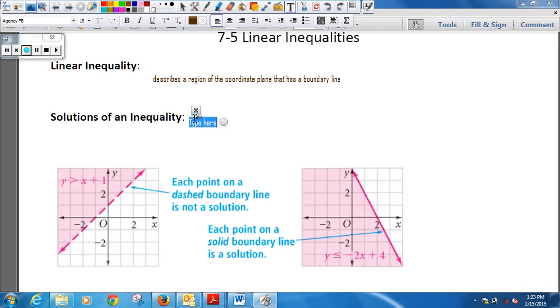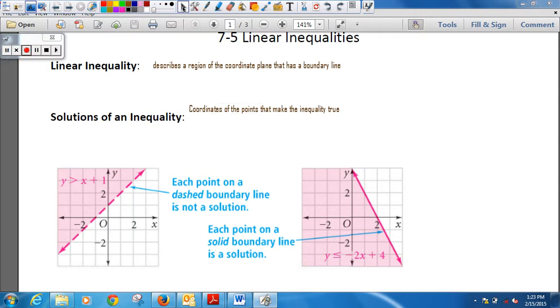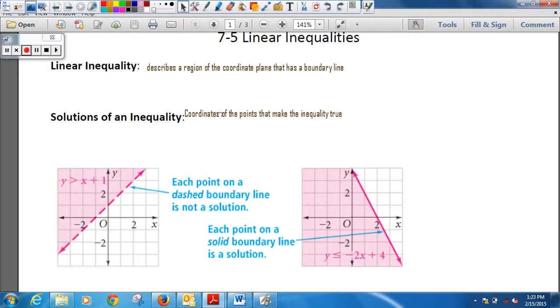And the solution of an inequality are the coordinates of the points that make the inequality true. So again, it's just the point that will work in both of the statements, and in this case, being equations or inequalities is the only difference, but it still has to work in both.